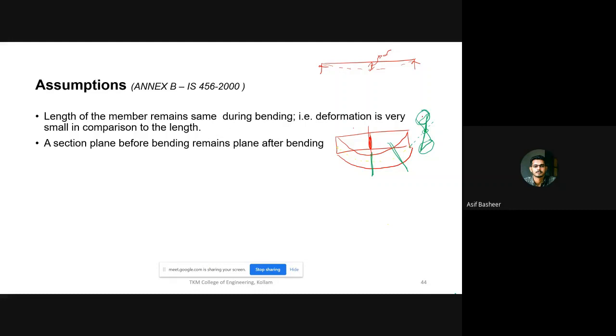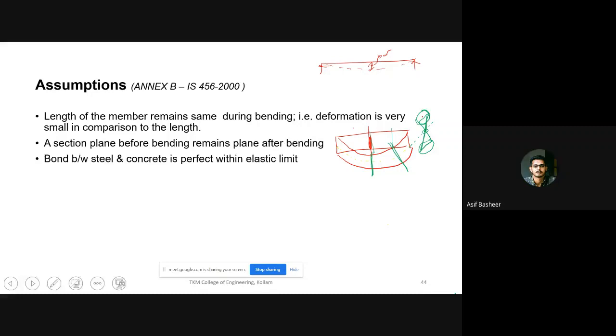Which means, from the section before and after, the strain variation will be what? Linear. That is the basic assumption of your WSM. That is, a section plane before bending remains plane after bending. Have you understood this? That is the strain variation. This you have studied in our MOS, the very basics of the theory of bending. Is it okay? Yes, sir.